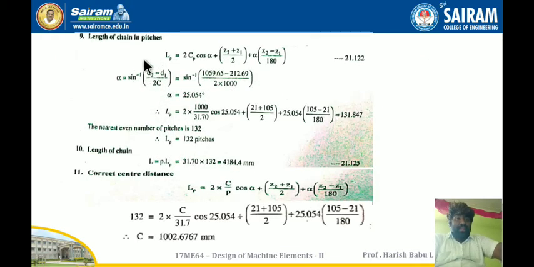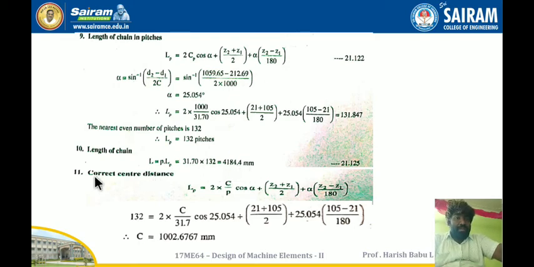Then I'll go for the length. So length of the chain LP is equal to 2 CP cos alpha plus (Z2 plus Z1) by 2 plus alpha (Z2 minus Z1) by 180. So alpha I'm going to find out by using the formula sin inverse of (D2 minus D1) by 2C. Values are known, so I'm going to find alpha is equal to 25.054. So substituting the alpha value, CP value, Z1, Z2 values in the above equation, I'm going to get LP as 132. So I'm going to take LP as 132 pitches. The length of the chain can be calculated by multiplying the pitch. So L is equal to P into LP, that is 31.70 into 132. So I'm going to get 4184.4 mm.